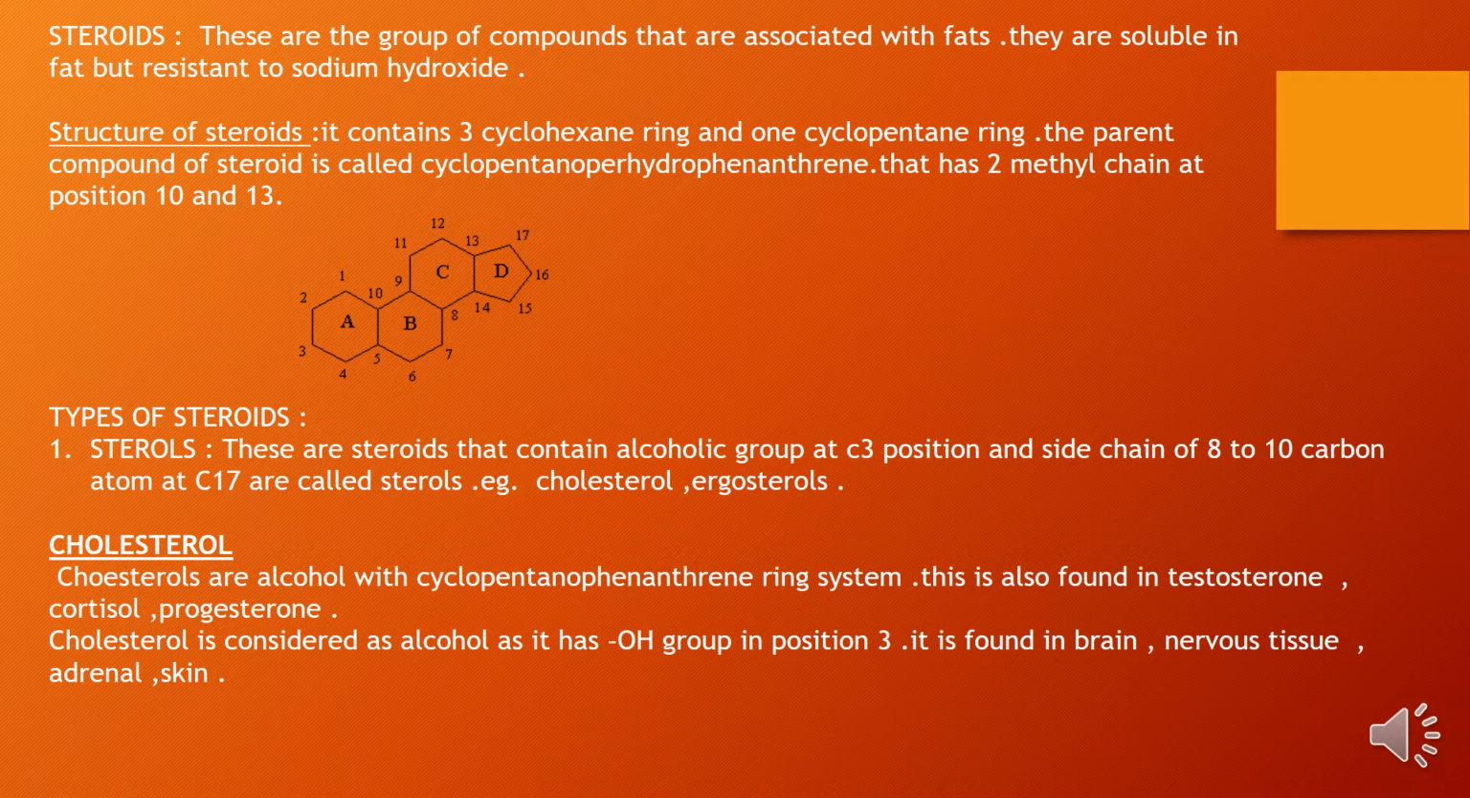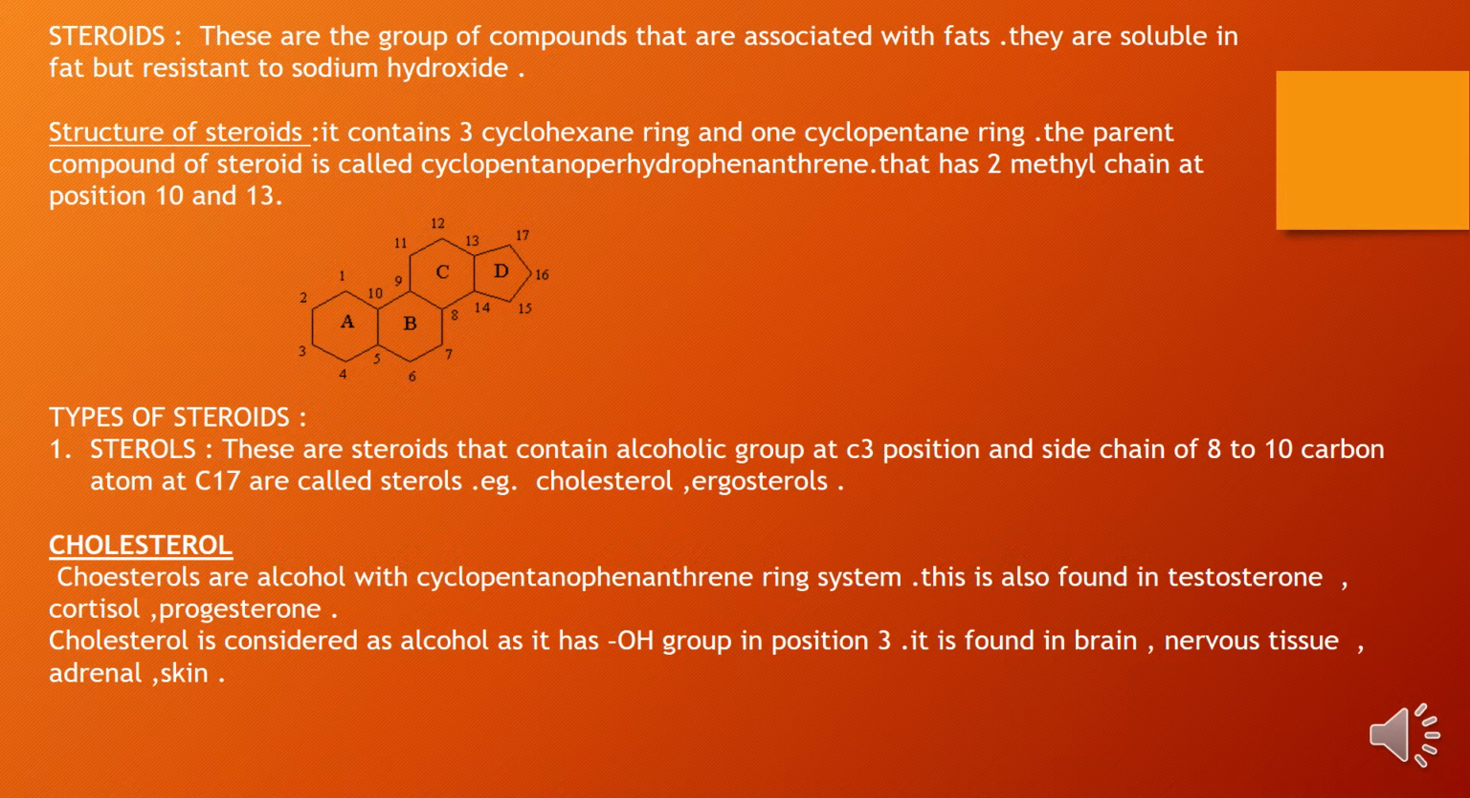What are steroids? Steroids are the group of compounds that are associated with fats. They are soluble in fat but resistant to sodium hydroxide. What is the structure of steroids? It contains 3 cyclohexane rings, you can see A, B, C, and D is a cyclopentane. So it has 3 cyclohexane rings and 1 cyclopentane ring. The parent compound of steroids is called cyclopentanoperhydrophenanthrene, which has 2 methyl groups at positions number 10 and 13.